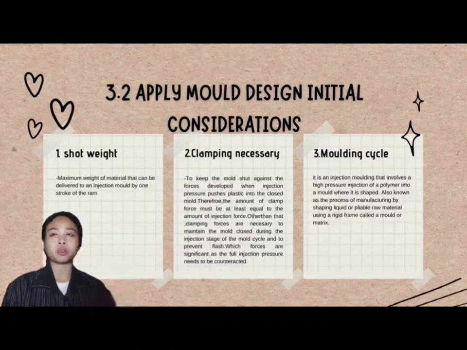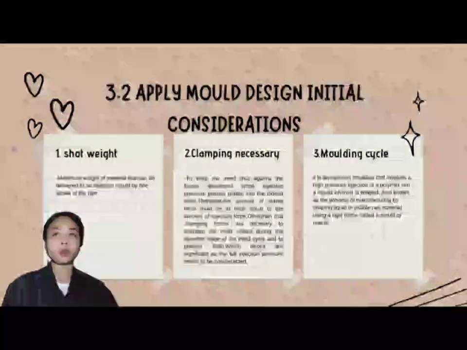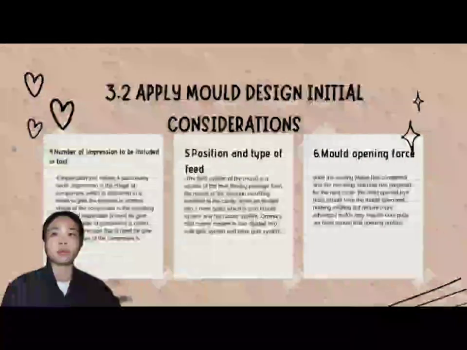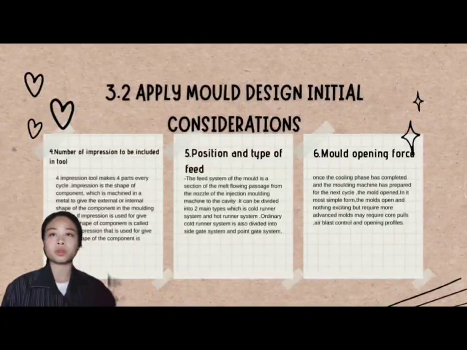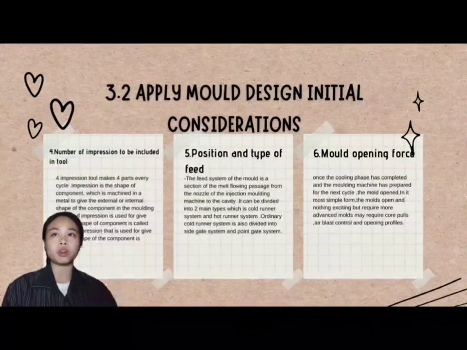closed mold. Thirdly, the molding cycle: injection molding involves a high-pressure injection of polymer into a mold of various shapes. Fourth, number of impressions included in the tool. Fifth, position and type of feed. The feed system of the mold is the section of the melt flowing passage from the nozzle of the injection molding machine to the cavity. Mold opening force.